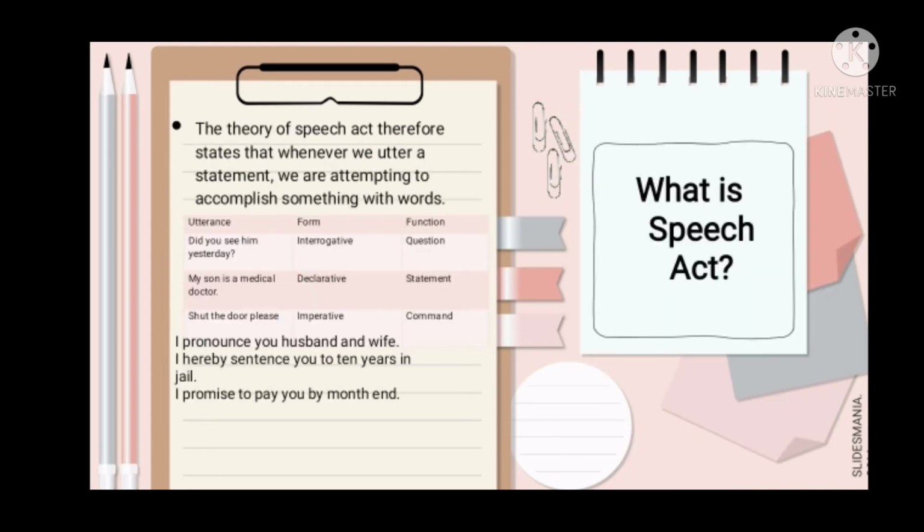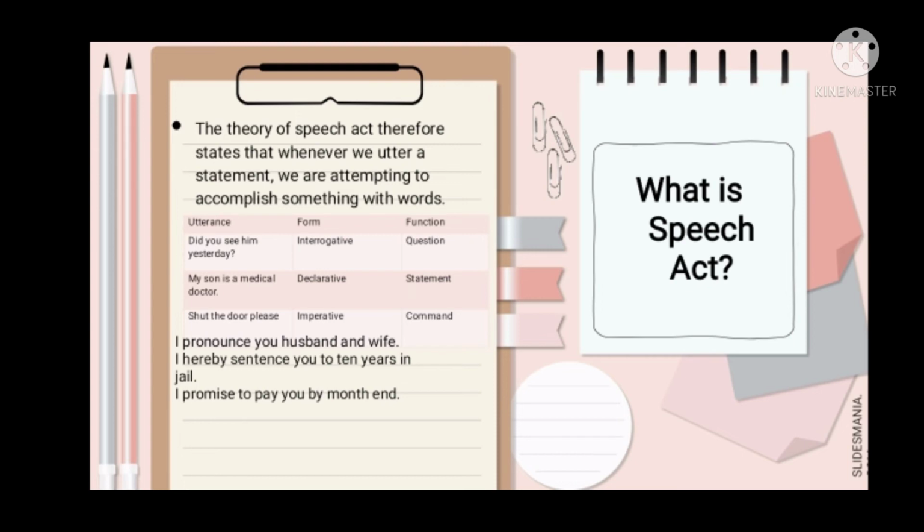So, what is speech act? The theory of speech act therefore states that whenever we utter things, we utter messages or statements, we are attempting to accomplish something with words, meaning we have a purpose, a function to attain. Take a look at this example. The first example is, did you see him yesterday?